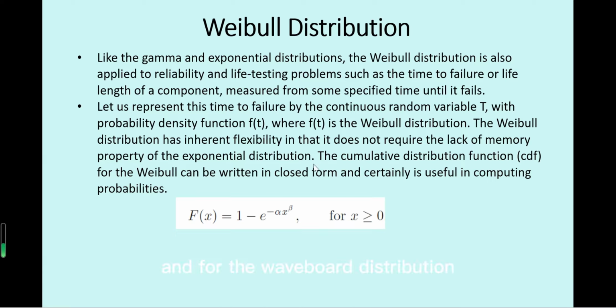And for the Weibull distribution, the cumulative distribution function CDF has this form: F(x) = 1 minus e^(minus alpha x^beta). So F(x) means the probability of big X being less than this x value, right?